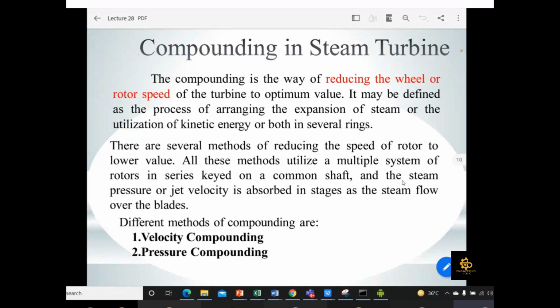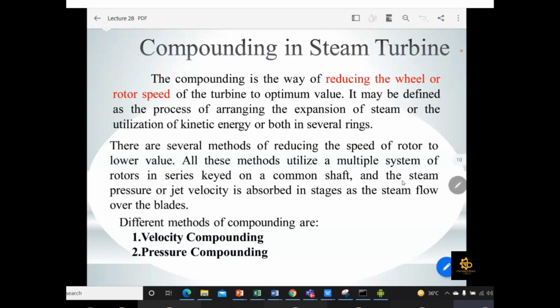The compounding of steam turbines is also an important topic. So what is the meaning of compounding? This is another procedure which we most commonly use in most turbines, to reduce the wheel or rotor speed so that we can obtain some optimal value. Compounding is the procedure, or sometimes we call it staging as well. Staging or compounding, the meanings are the same.